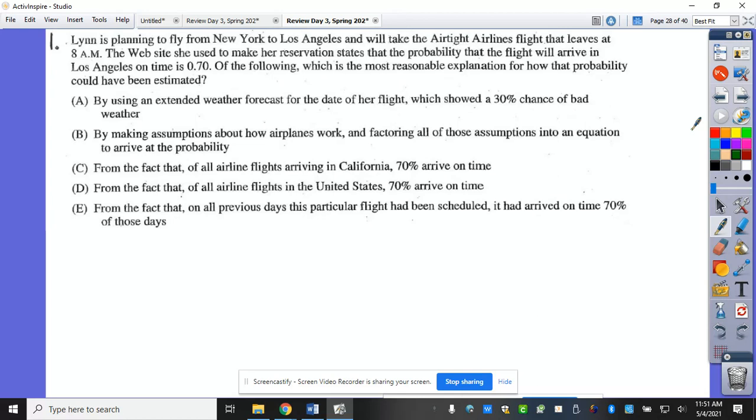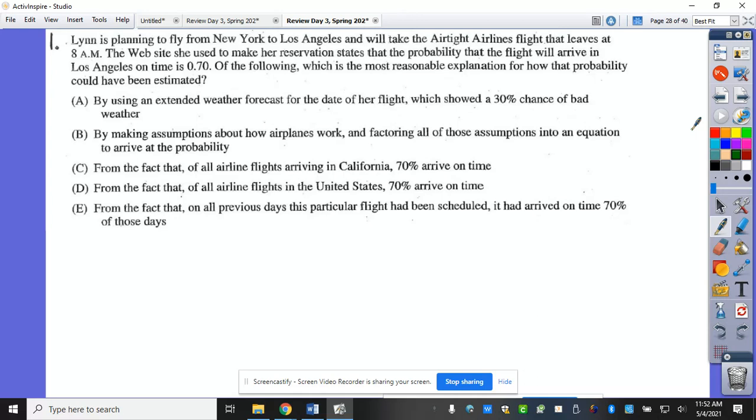This one was a little concerning. If somebody got this one wrong, I'm hoping they just didn't read it. Lynn is flying a plane from New York to Los Angeles and will take the airtight airline flight that leaves at 8 a.m. The website she used to make a reservation said that there's a probability of 0.7 that her flight will arrive in Los Angeles on time. Of the following, which is the most reasonable explanation for how that probability could have been estimated?